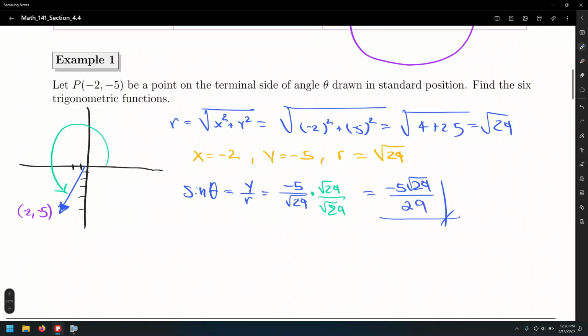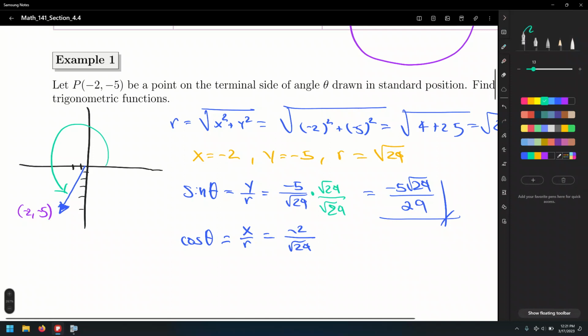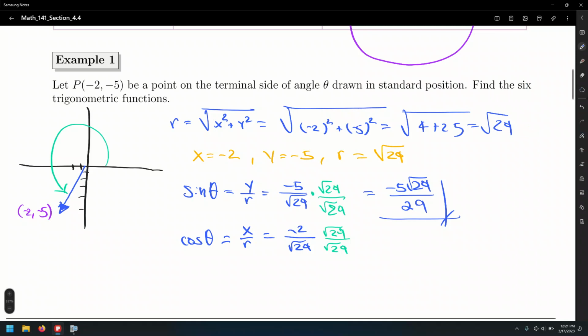What about cosine? Cosine theta, which is the ratio not y over r, it's x over r, and our x is -2 over the square root of 29. And again, you might want to rationalize the denominator by multiplying by the square root of 29 over both numerator and denominator. That's going to leave us with a similar result as before. That's -2 root 29 over 29.